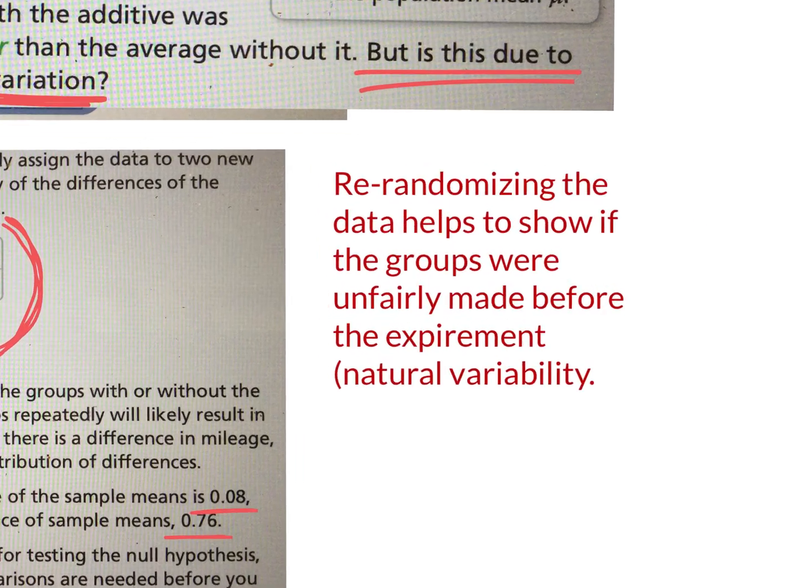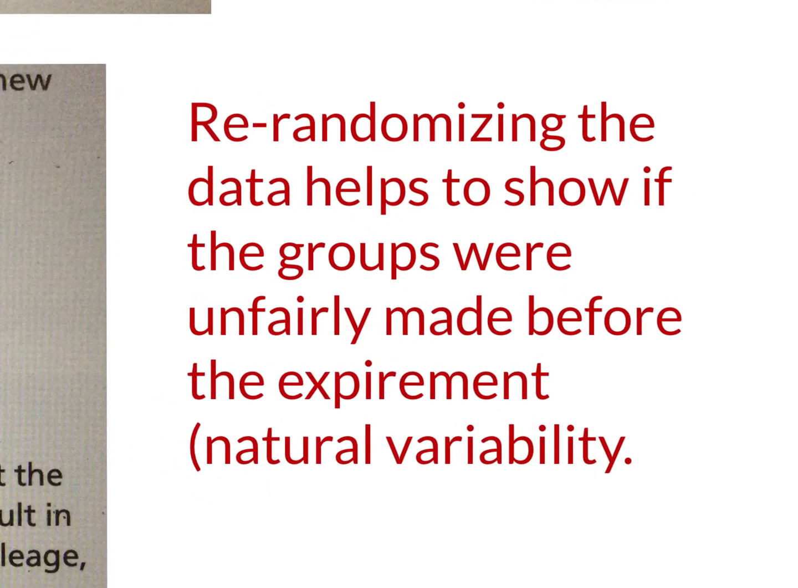When we re-randomize, and this is what you need to write down, I'd put a star at the end of your notes: re-randomizing the data helps to show if the groups were unfairly made before the experiment, which would, I guess, indicate natural variability. We'll revisit this concept again, but it's the idea that if you keep mixing the groups up and rerunning the data, you might see different patterns that would indicate whether the results you got made sense or if they were outside that confidence interval, like we talked about today and like we saw at the end of your assignment yesterday.